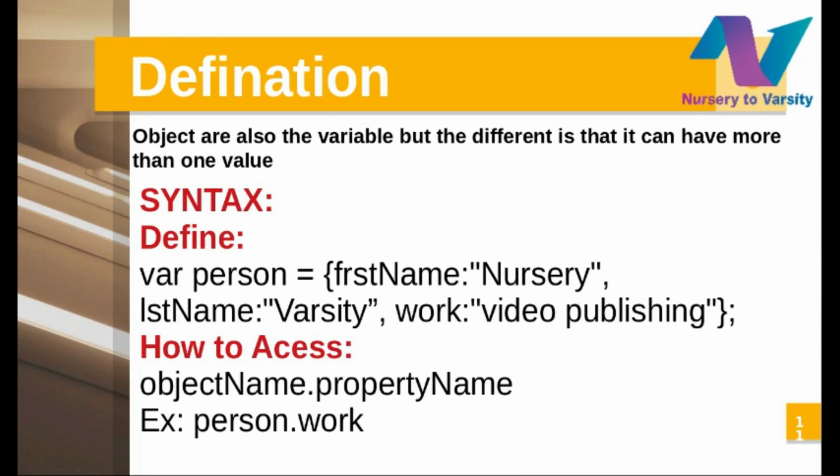So it works like name value pairs. Okay, how can you access that? You have to just write the object name that you have defined. Here I have defined person, so wherever you want to use a property, you write person dot property name. If I want to use work, you will write person dot work.